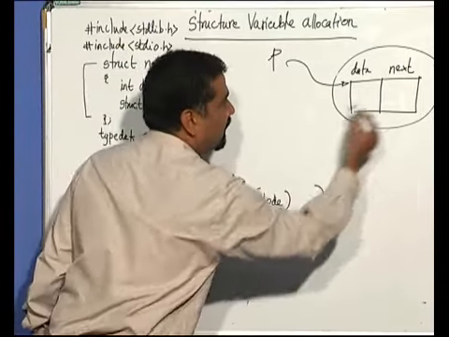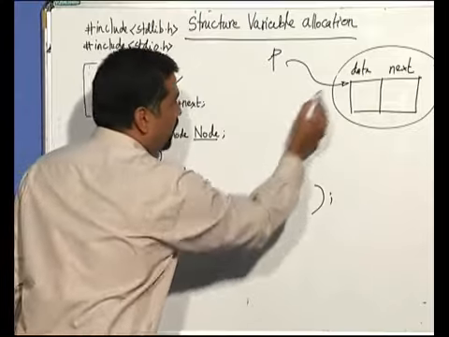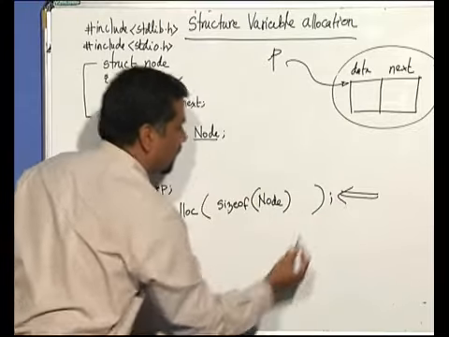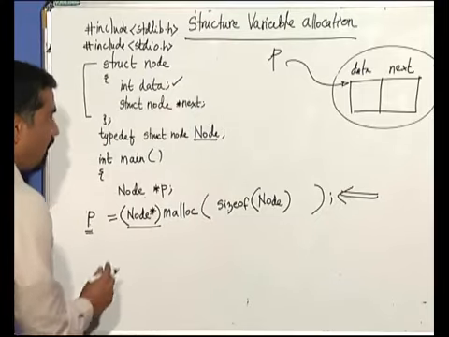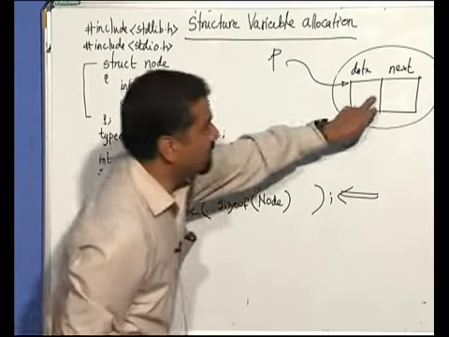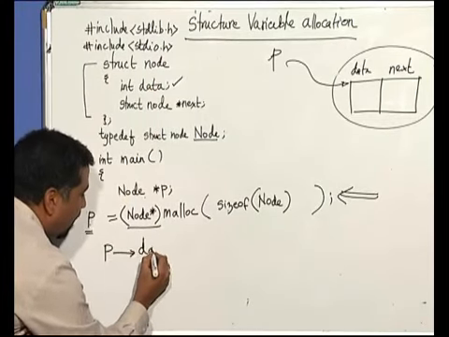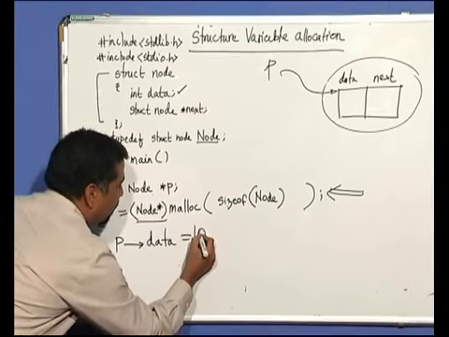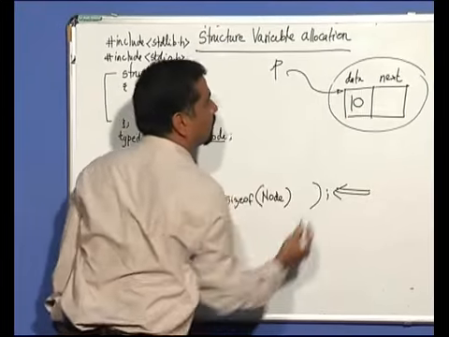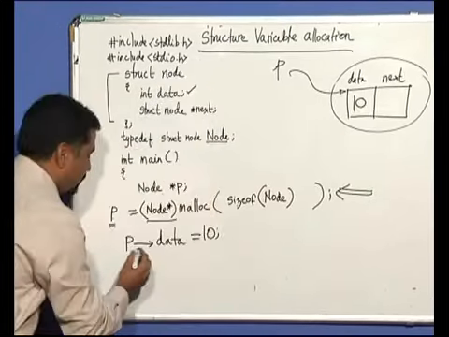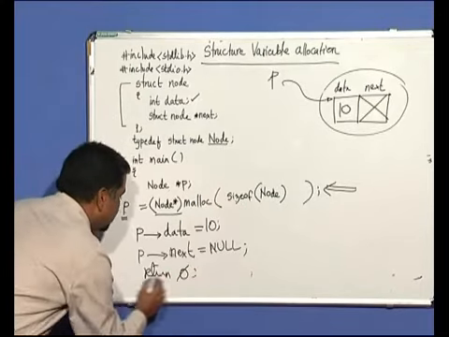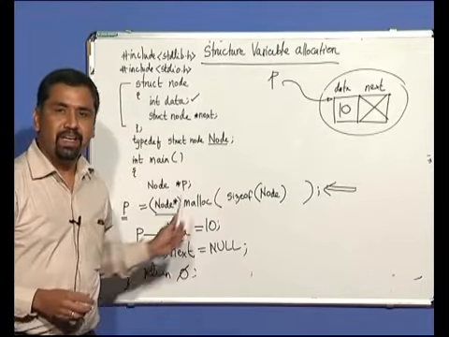So that is the situation. We have a dynamically created node, structure node, which is pointed to by P because of this dynamically allocated statement. Now how do we use the members in this kind of a situation? Using the arrow notation. Now I can set value here, that will put 10 here, and next will be assigned to null.